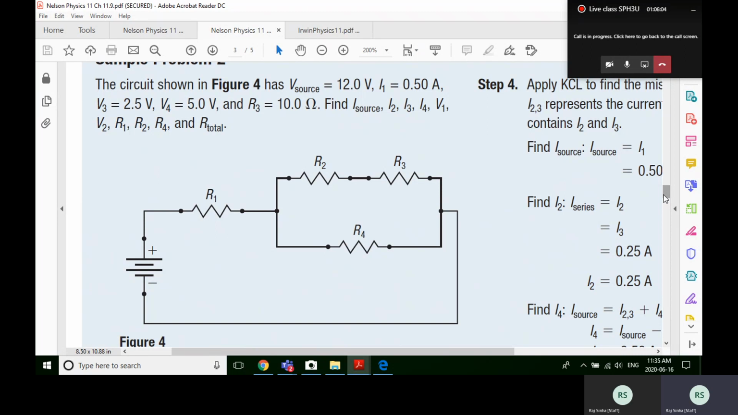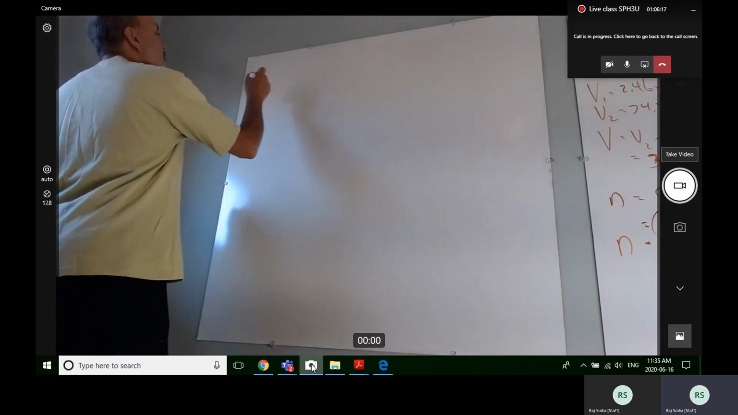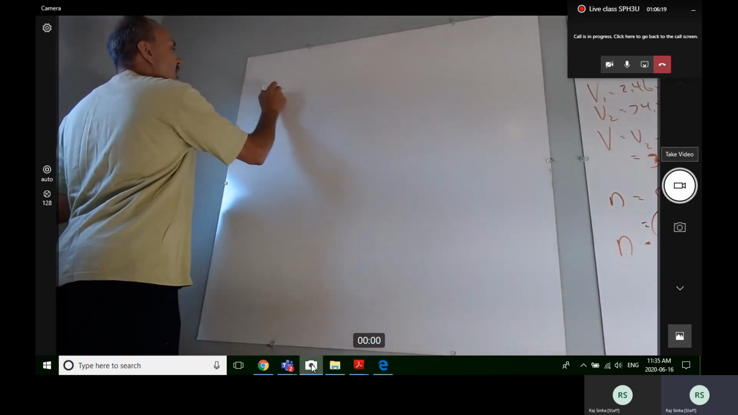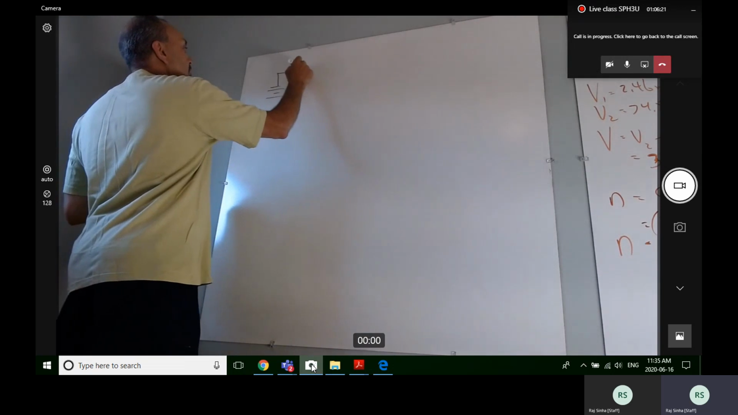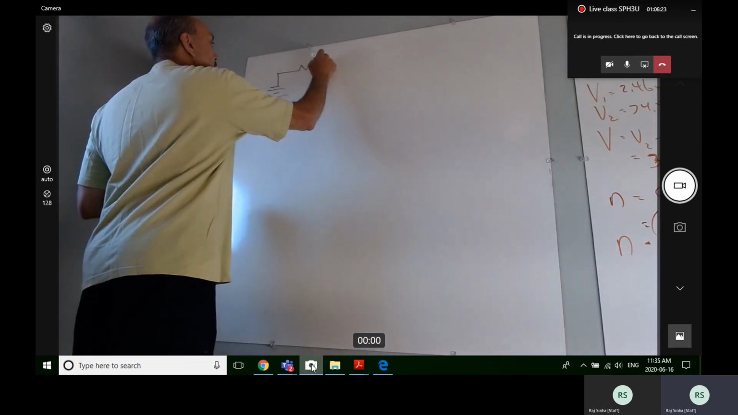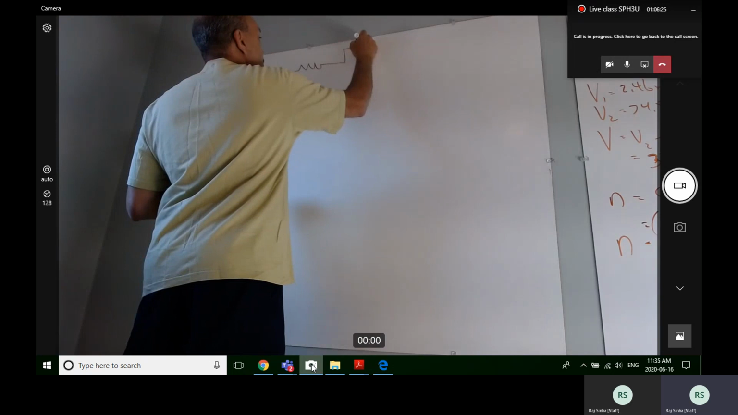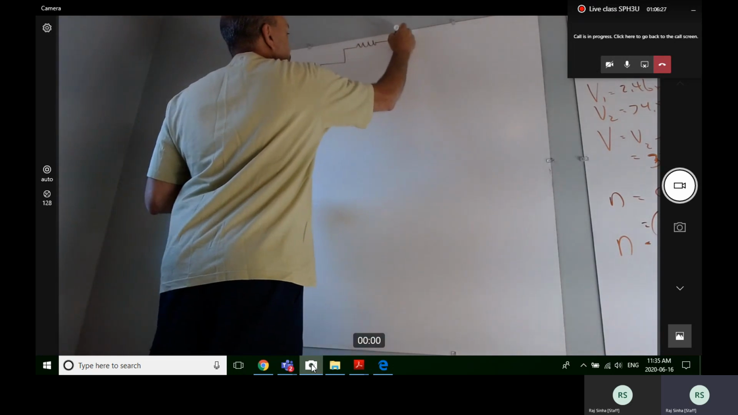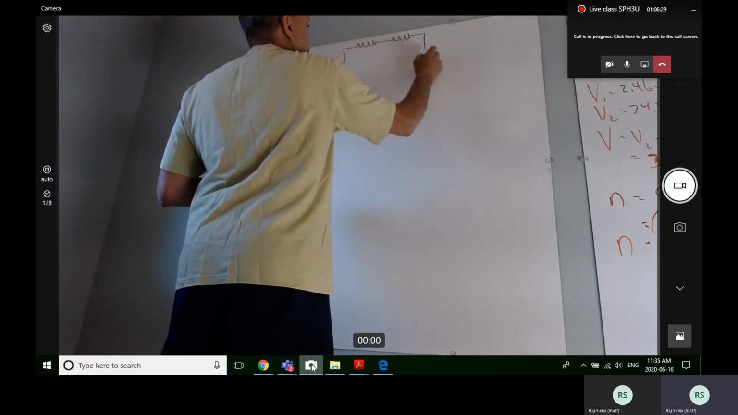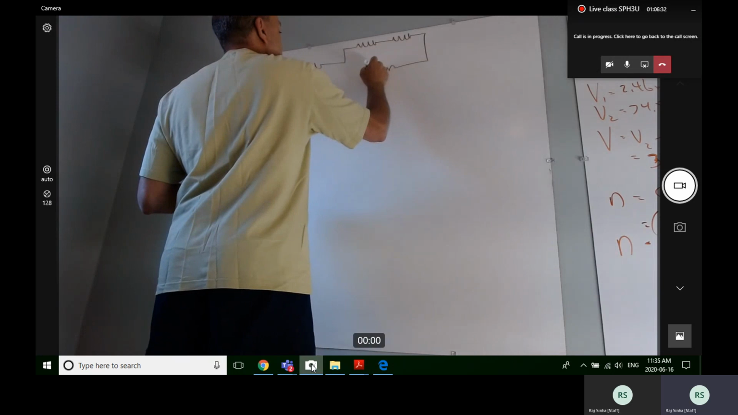Okay, so I'm going to draw it first, because I find if I can't see it, then obviously I can't do it. So let's draw R1, R2, R3, R4. So I've got an initial power supply. I have R1, I have R2, R3, and R4.